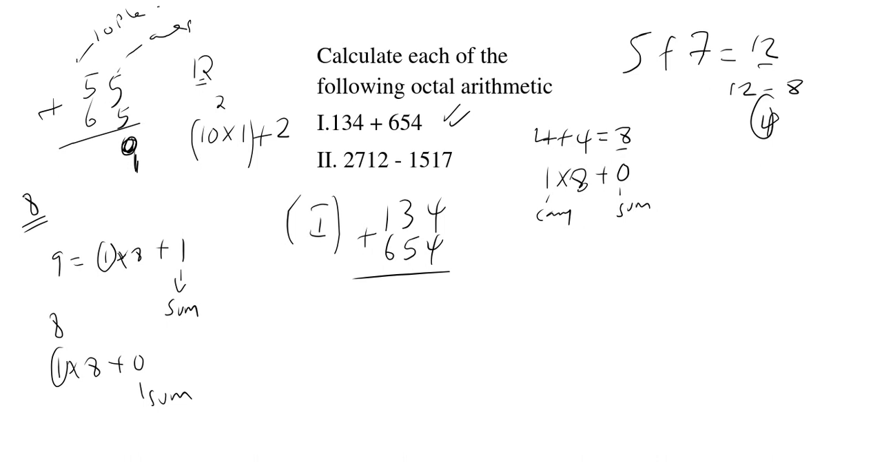So in this case now we have 0, we carry 1. We have 1 plus 3 plus 5, which is 9. So 9 minus 8 is 1. So 1 is the sum. We have 1 and we carry 1. Then 1 plus 1 plus 6 is 8. We get 8, we write 0 carry 1, and we drop the 1. So in this case we get 1010, and this is base 8.